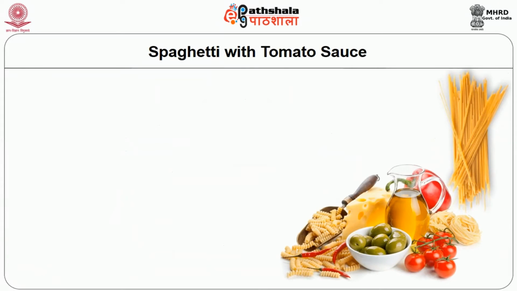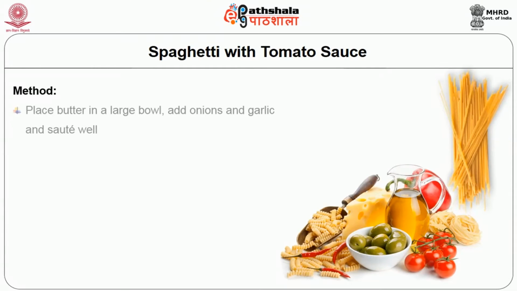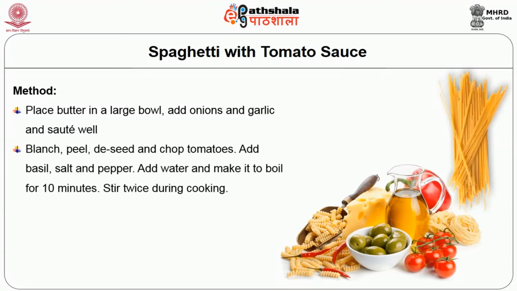Coming to the method of preparation, place the butter in a large bowl, add onions, garlic and saute well. Blanch, peel, de-seed and chop the tomatoes. Now add basil, salt and pepper. Add water to make it boil for 10 minutes. Stir twice during cooking. If necessary, you can stir more.